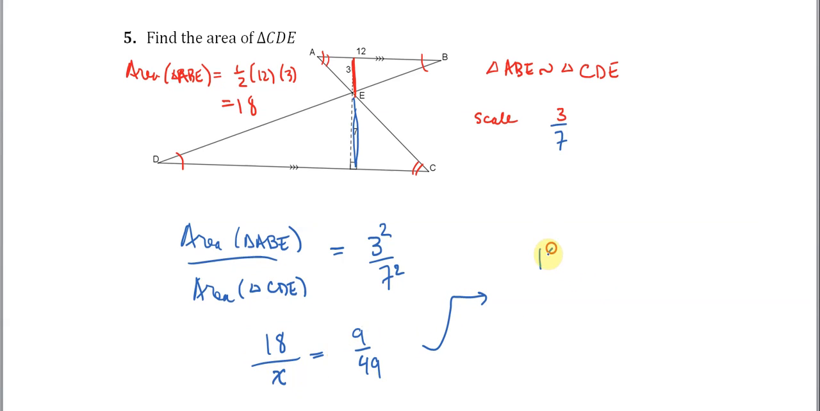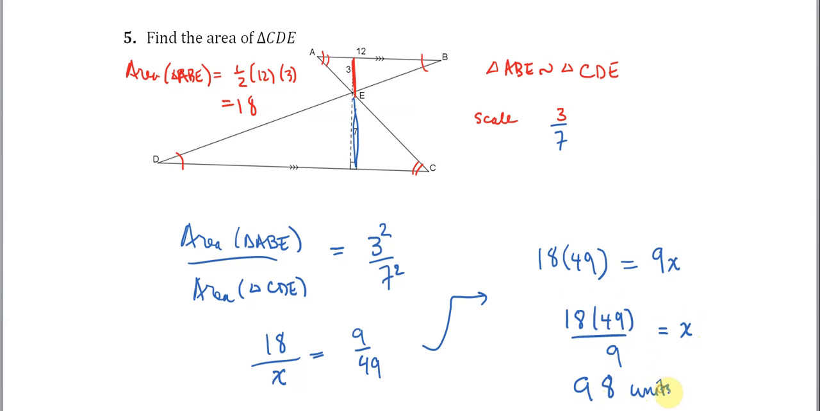So working out all of the details, we get 18 times 49 is going to be equal to 9 times X. And then divide both sides by 9, and we get 18 times 49 over 9. And that's going to give us an area of 98 units squared. Okay, that's going to be the area of the larger triangle.